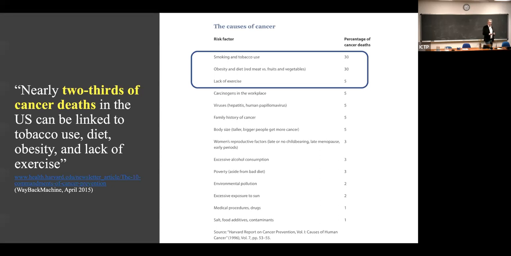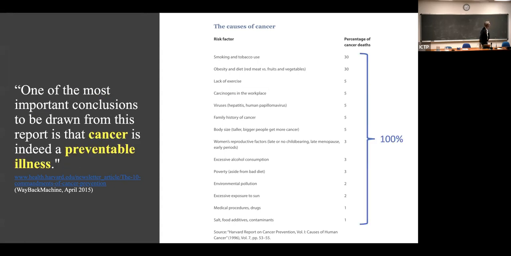When a normal person reads this, they say, wow, so if I don't smoke, I'm not obese, and I exercise, I shouldn't be in the 2/3 of the population that gets cancer. In fact, they even had a 10 commandments page, basically do these 10 things and you will not get cancer. What is striking, and you obviously appreciate this, is when you put all those numbers together, you get 200%. So obviously this cannot be true.